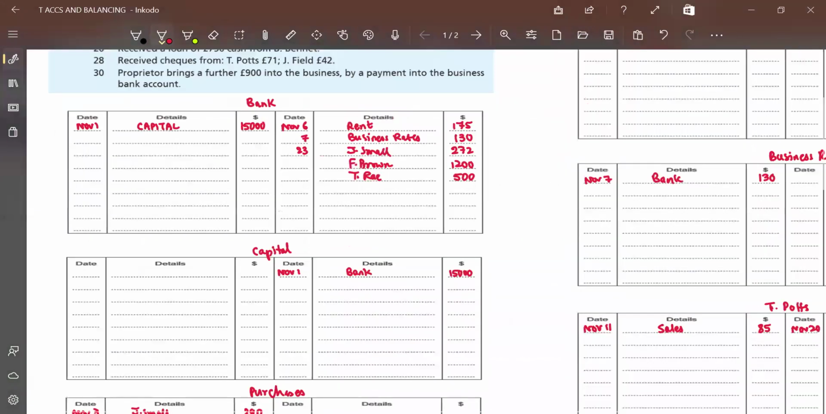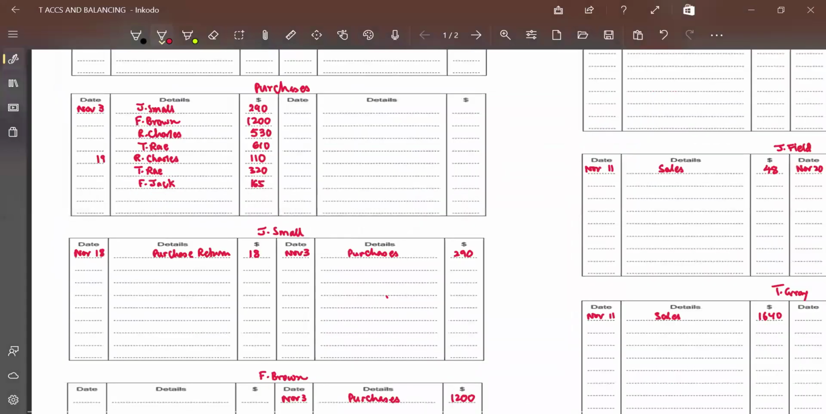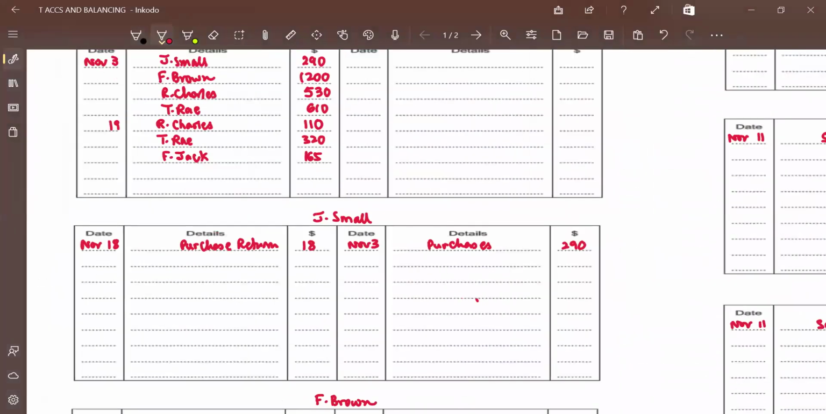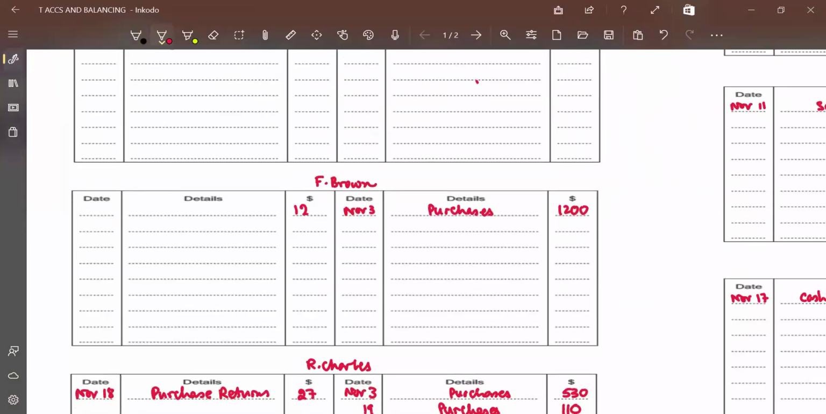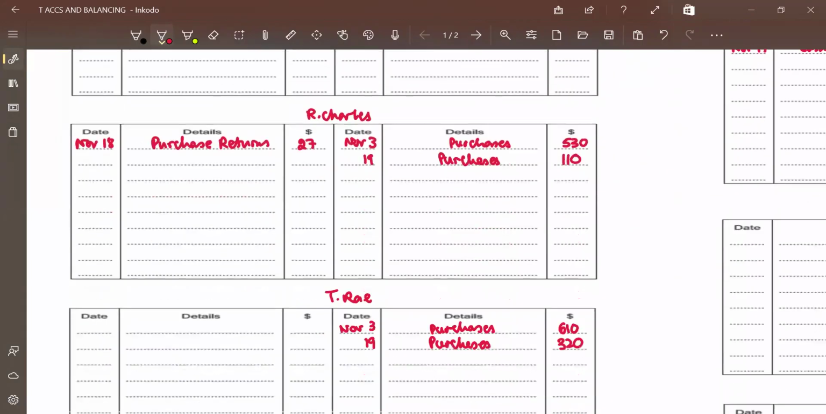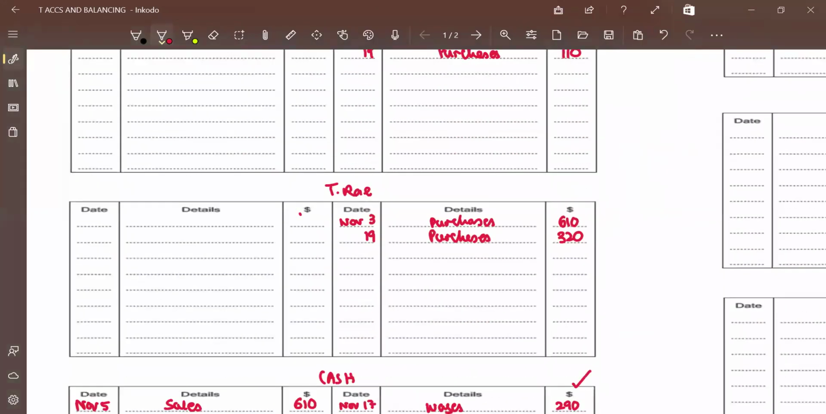Now, I'm going to go to the account for J Small. How much have I paid to J Small? The amount of money paid to J Small is 272. This is through bank, through check, and this was on the 23rd. Then you have to go to F Brown's account. That's a payment. Liability goes down, debited on the 23rd of November. And then you go on to the T account for T Ray. And T Ray, you've paid $500 to T Ray on the 23rd of November. So 500 payment through bank on the 23rd of November.